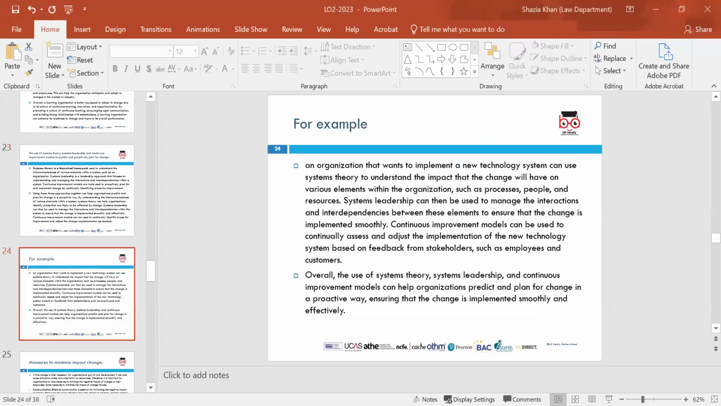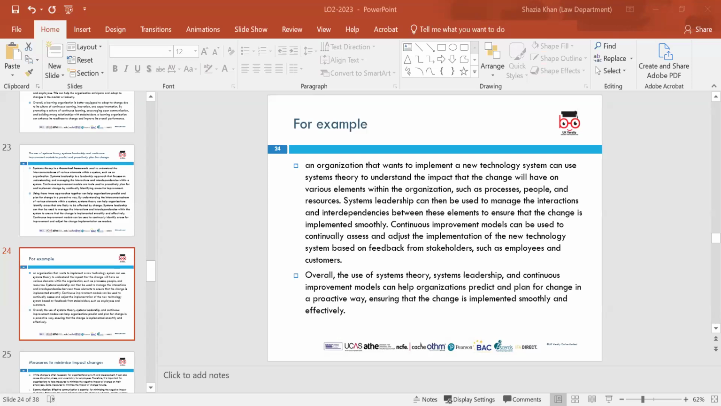An example is given there as well. For example, an organization that wants to implement a new technology system can use systems theory to understand the impact that change will have on various elements within the organization, such as the processes, people and resources. Systems leadership can be used to manage the interactions and interdependencies between these elements to ensure that change is implemented smoothly.